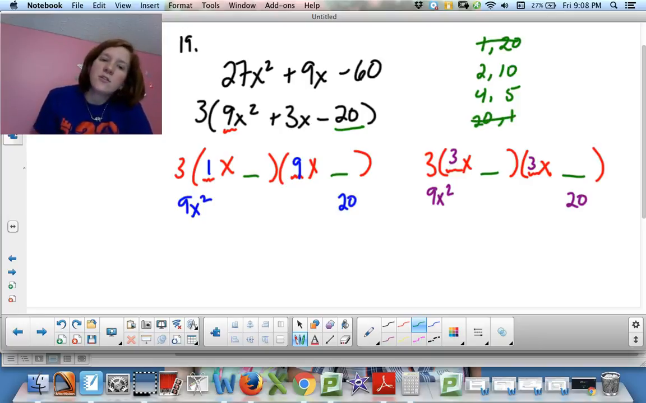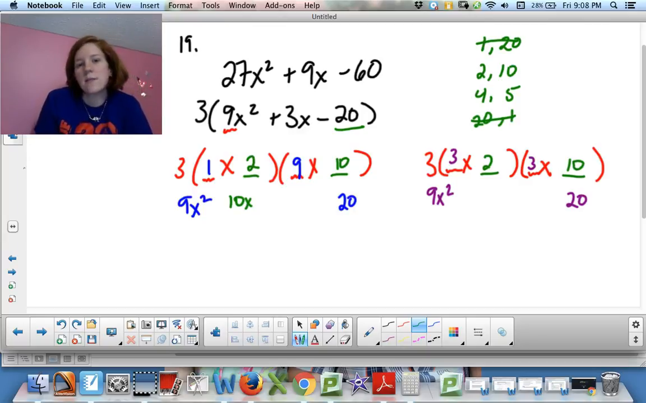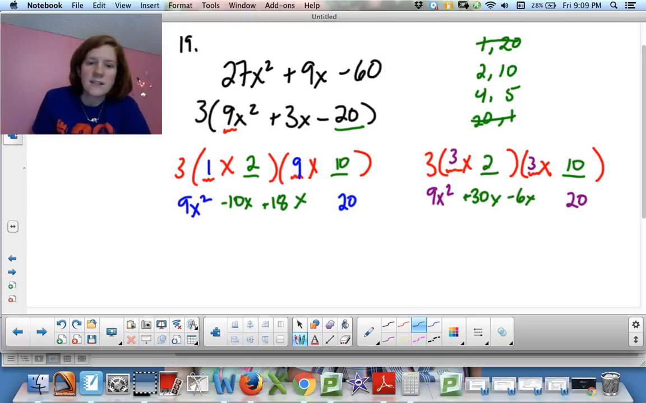Okay, so now we're going to do the same thing with 2 and 10. I'm going to try 2 and 10 for both options. 1x times 9x, got my 9x squared. 1x times 10 is 10x. 2 times 9 is 18x. I could get negative 8, or I could get positive 8. No way to get 3. So let's try it over here. 3x times 10 is 30x. 2 times 3 is 6x. If this one's negative, I've got negative 24. If this one's negative, I've got positive 24. So that didn't work. All right, let me pause and erase.